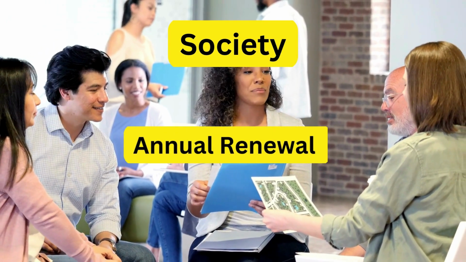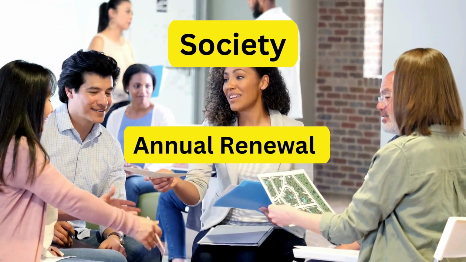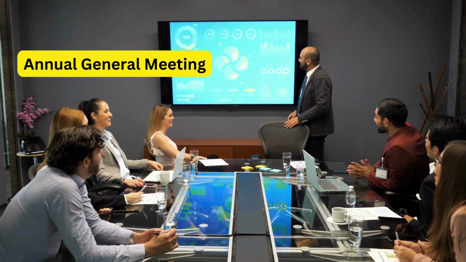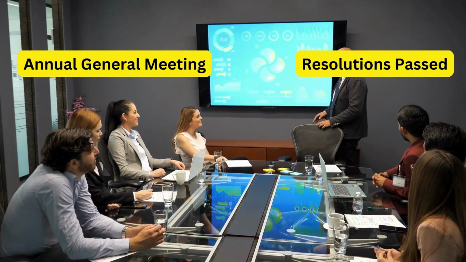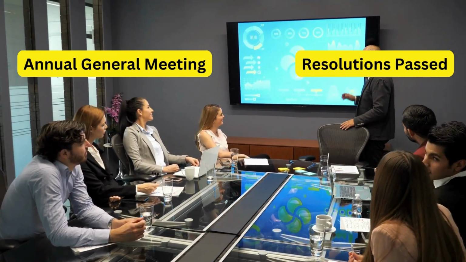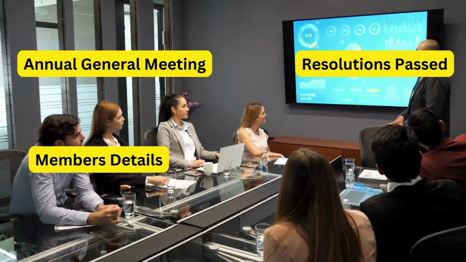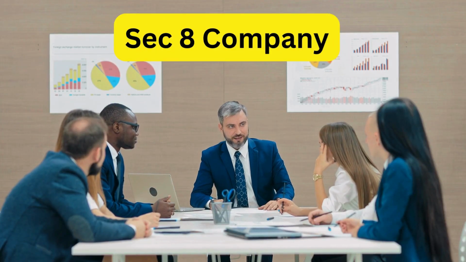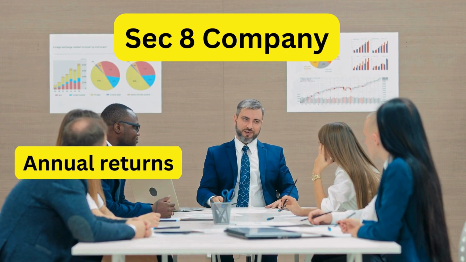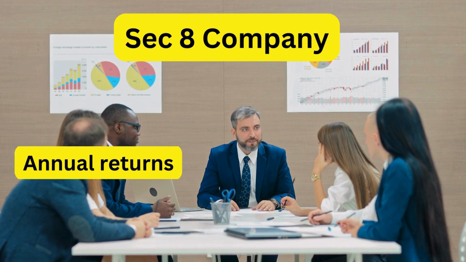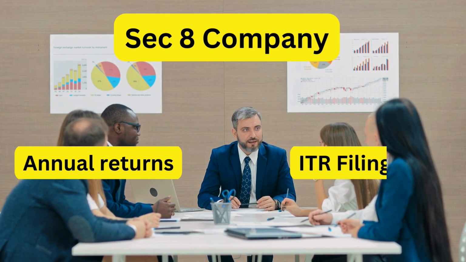Societies must renew their registration once a year and hold an annual general meeting, AGM, to discuss the activities of the past year. Any changes in membership must be updated during the renewal process. Societies also need to file income tax returns annually. Section 8 companies must file annual returns, financial statements, and ROC, Registrar of Companies, forms each year. They also need to file income tax returns, but the process is relatively simple.